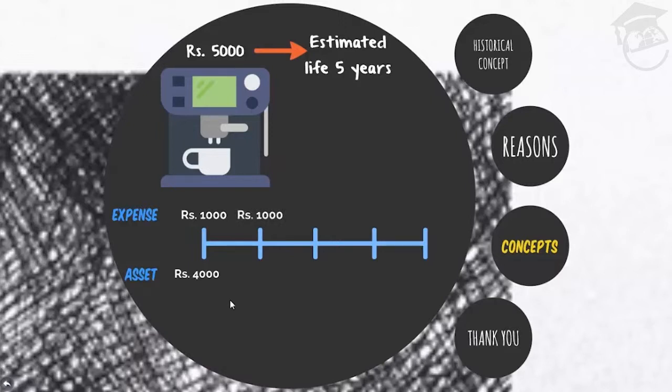Next year again rupees 1,000 will be charged as depreciation and from 4,000 we'll deduct this 1,000. So the leftover value of the asset is rupees 3,000. Again next year the same procedure will be repeated, that is we show rupees 1,000 as depreciation and the value of the machine will become 2,000 and will be shown in the asset side of the balance sheet, and so on and so forth. So by the end of the 5th year the value of machine becomes 0 in the books of accounts. Now I give a little twist to this.